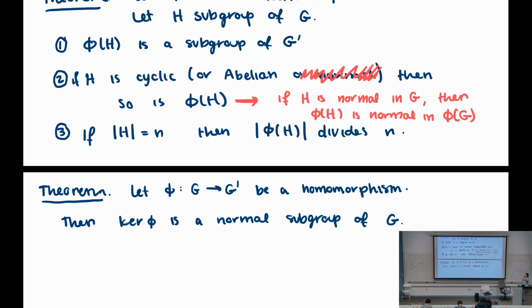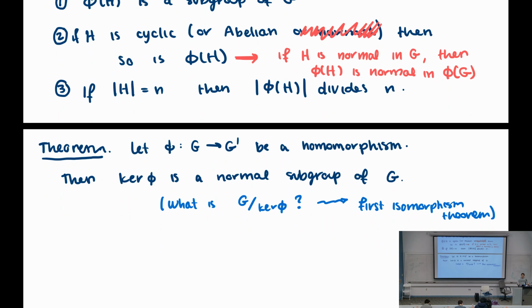Okay, so whenever you have a normal subgroup, you might ask yourself, what is the quotient group G mod kernel phi? Because now this is something that we can look at, and this will be answered next time by the first isomorphism theorem. But for now, let's just prove that the kernel is normal, and then we'll see next time what this is.